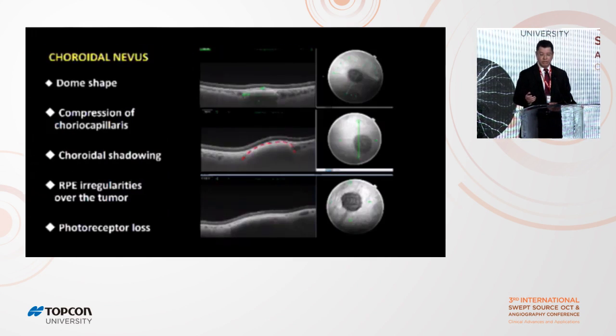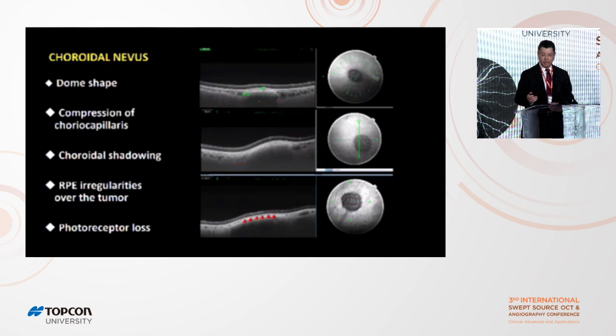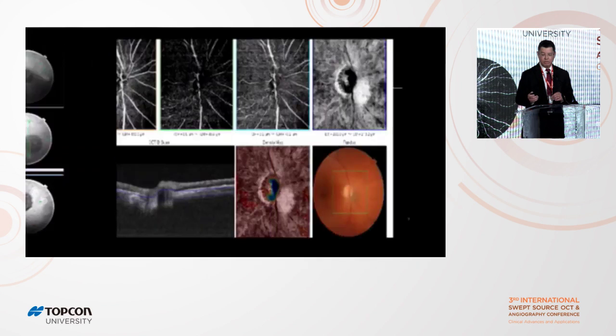So for choroidal nevi, this is a dome-shaped lesion that is also associated with compression of the choroid capillaries and is associated with choroidal shadowing. There are some RPE irregularities that you can see here over the tumor, associated with the presence of drusen, which is characteristic of the chronicity of these lesions, and there is photoreceptor loss as well.